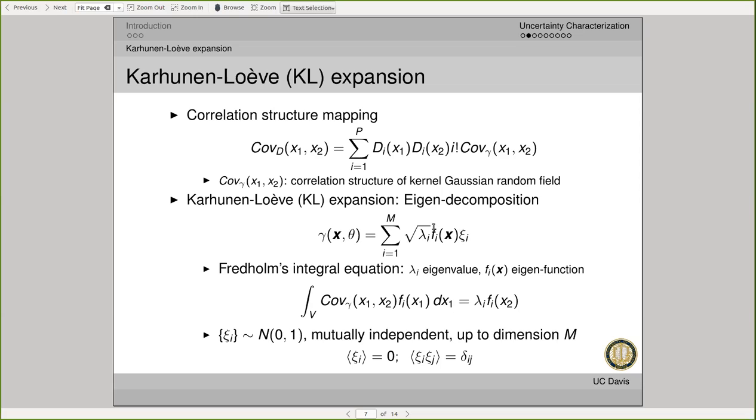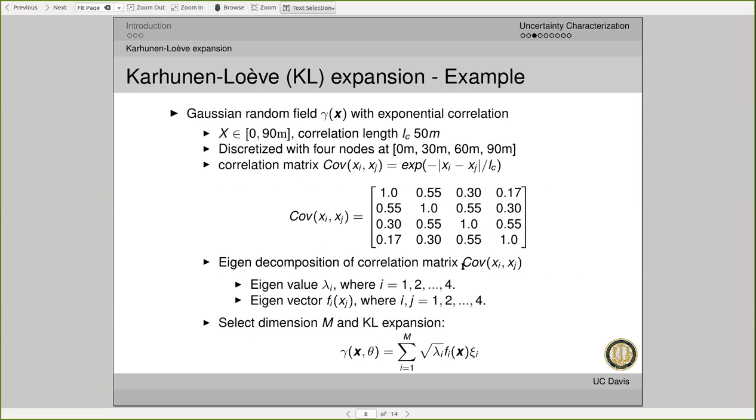And here, the uncertainty part goes to this xi i. So these are the different bases of the uncertainties, the standard Gaussian random variables. They are mutually independent, up to a certain dimension M that you need to choose in your Karhunen-Loève expansion. And we will show an example of this KL expansion.